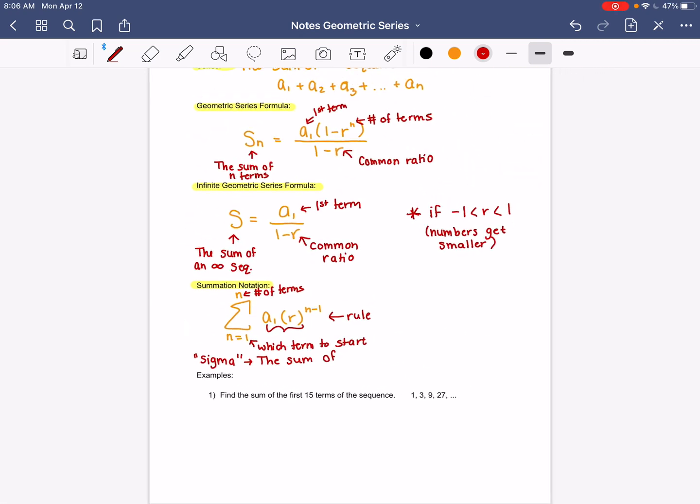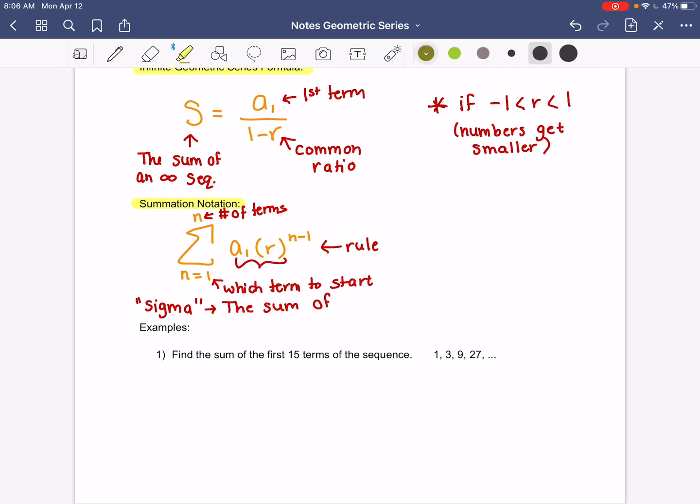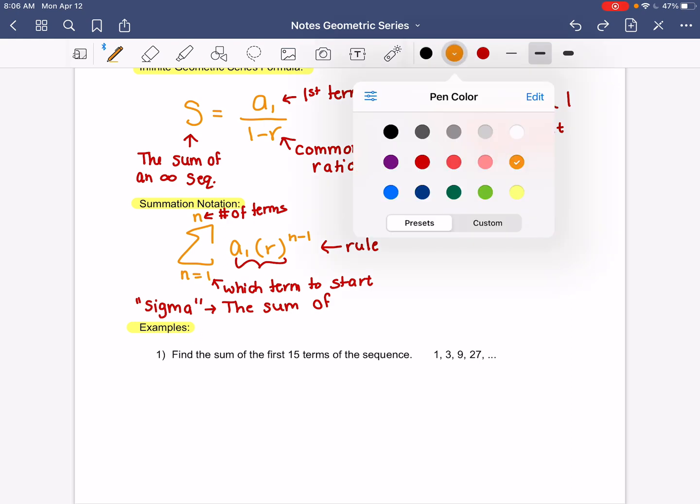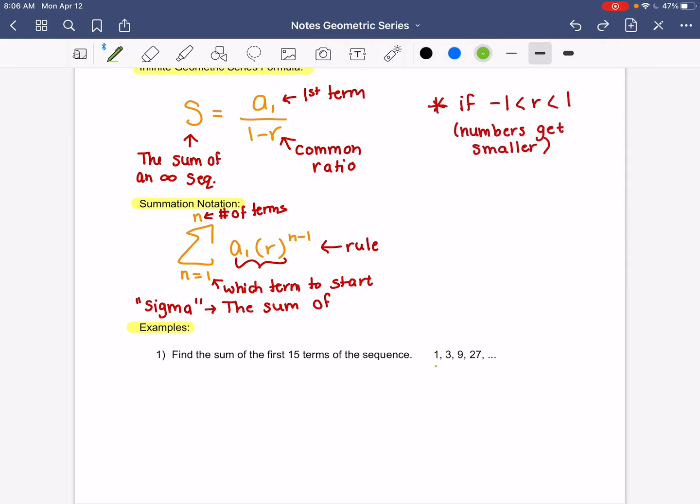All right, so we're going to go ahead and do some examples of finding the sum. So write down examples. It says find the sum of the first 15 terms of the sequence 1, 3, 9, 27. So this is a geometric sequence because here the pattern is multiplying. So it's times 3, times 3, times 3. So our common ratio is 3 because that's what we're multiplying by.